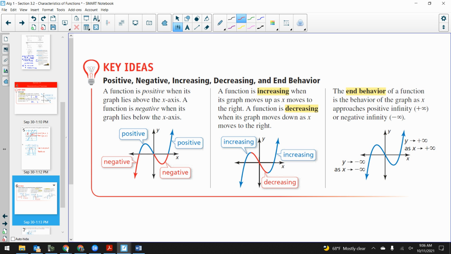Now, the next thing we're going to talk about is increasing or decreasing. You know what I like to think about here? If I put a tiny little roller coaster on that line, and it's going up the hill on that chain, going chunk, chunk, chunk, then the function is increasing. If it's going down the hill, that's decreasing. Increasing is going up the slope, decreasing is going down the slope.